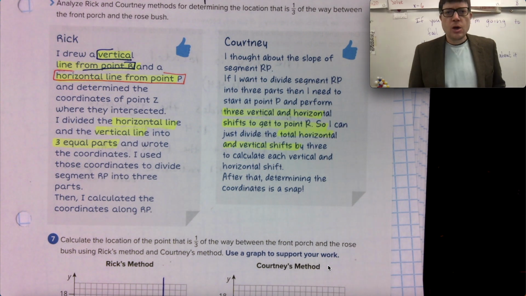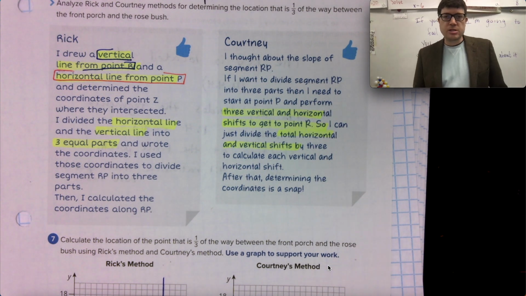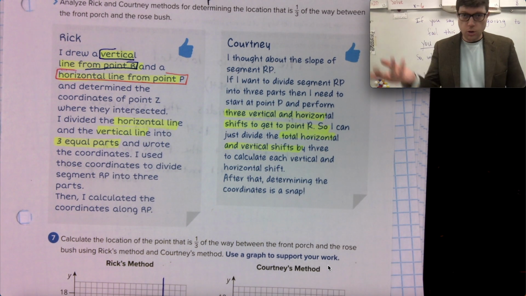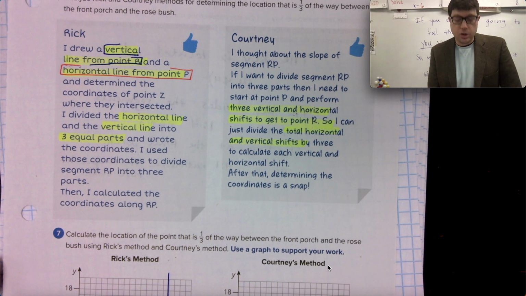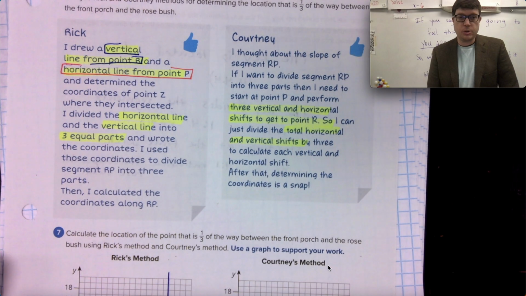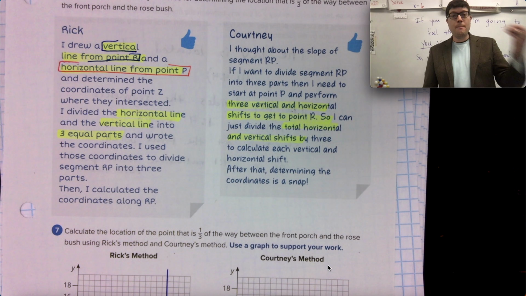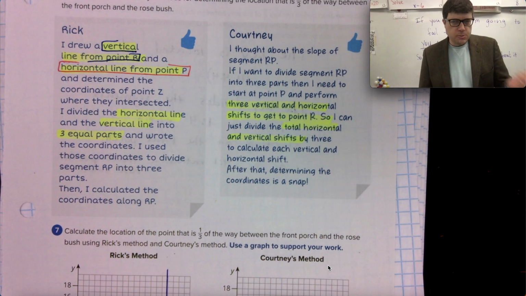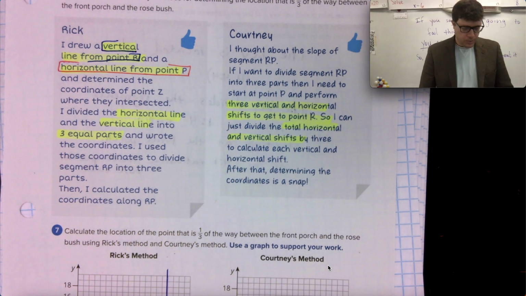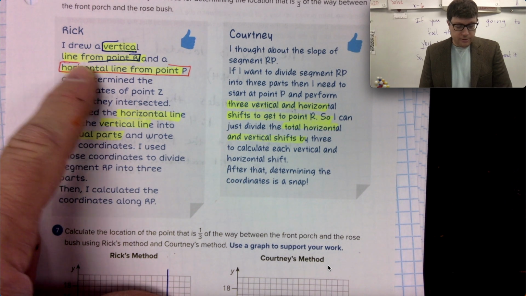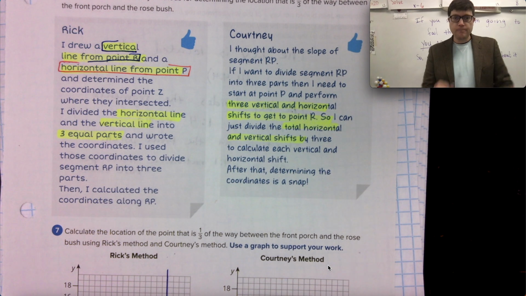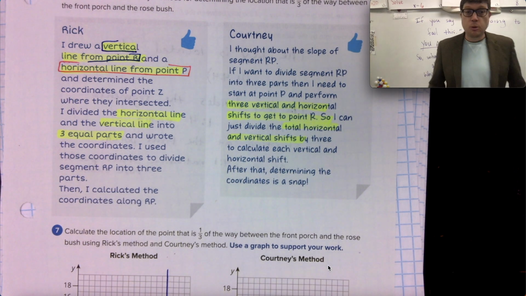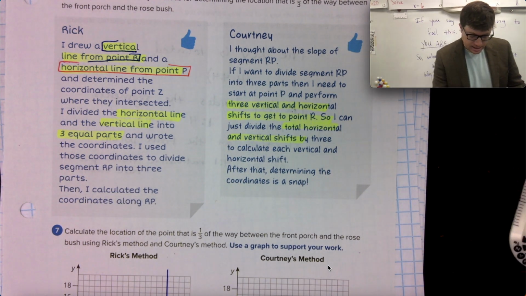Rick and Courtney are determining their methods for locating the key from the overall video of the section from the previous video. That's a third of the way between the front porch and the rose bush. Rick has a method, and I think it works, but let's determine whether or not we agree with it. Rick drew a vertical line from point R and a horizontal line from point P, blue and red, and determines the coordinates of point Z where they intersect.